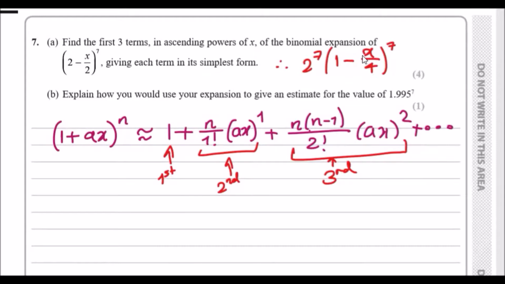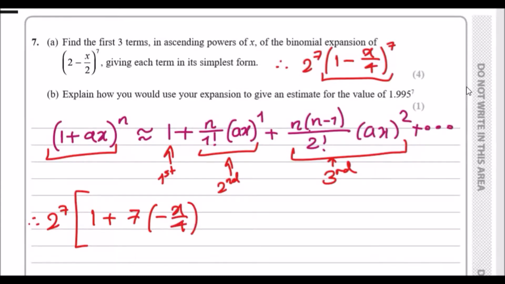So far so good. Now this part looks like the 1 plus ax term, where 1 is 1, a is minus a quarter, you've got x, and n is 7. Now all you do is plug this into the formula. So we stick in 2 to the power 7 in front of it for later calculation. The binomial expansion is going to be 1 plus, instead of n, 7, so 7 over 1, which is 7, times a x, so minus x over 4 to the power 1.